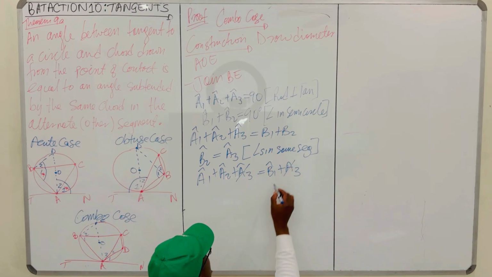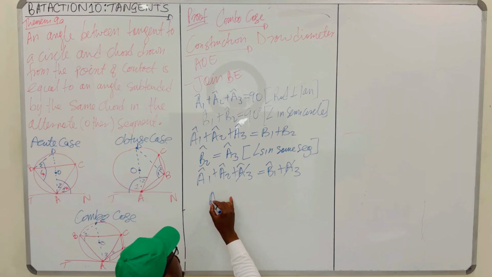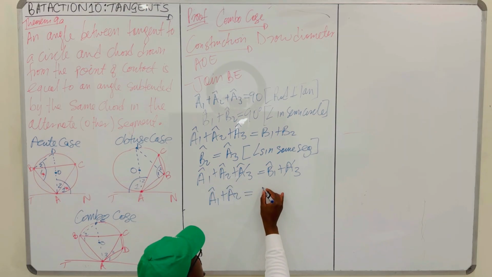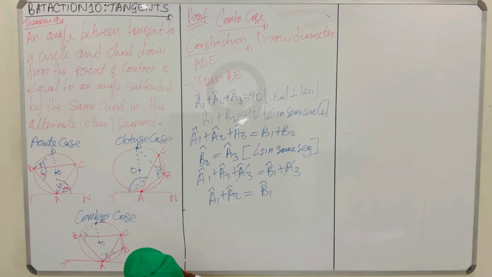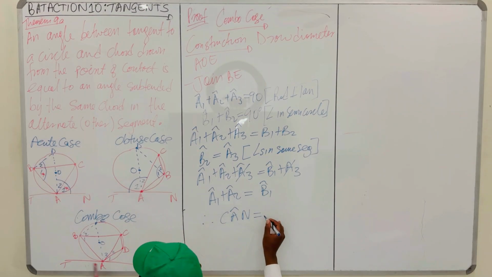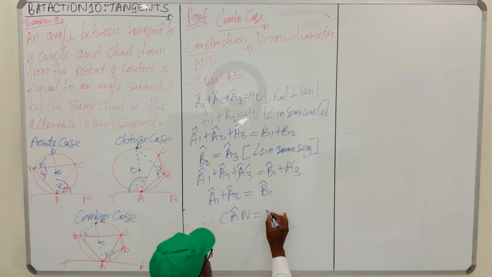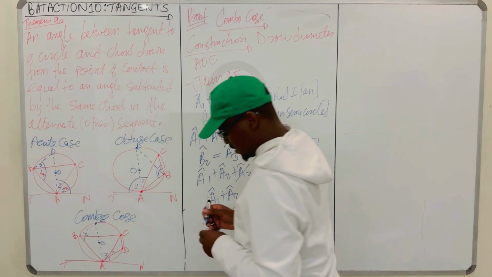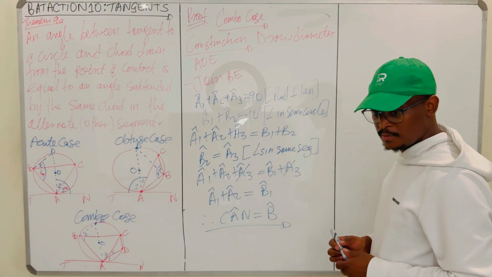So this and that go away. You get that A1 plus A2 is equal to B1, and A1 plus A2 is this angle here, CAN. Therefore, your CAN is equal to that angle here, which is angle B1. Are you with me? Yes. Can you see this? Yes. Straightforward. Happy? Yes.